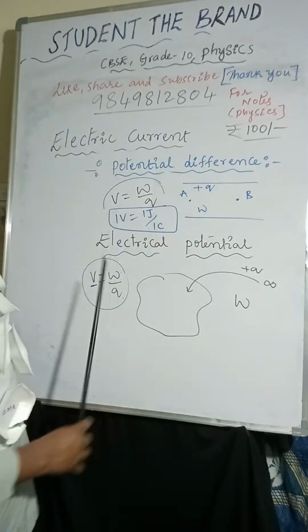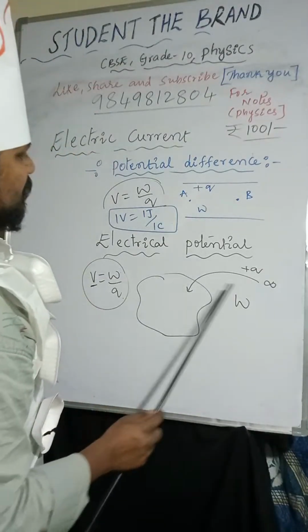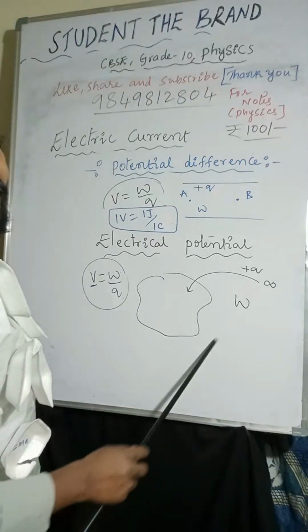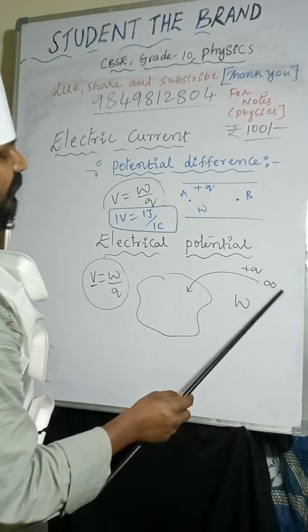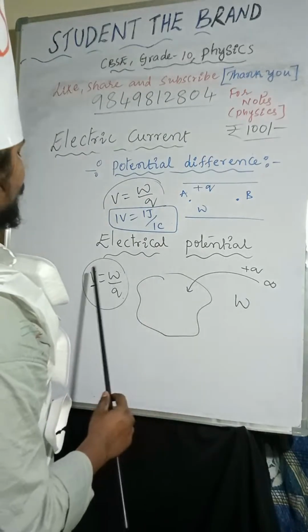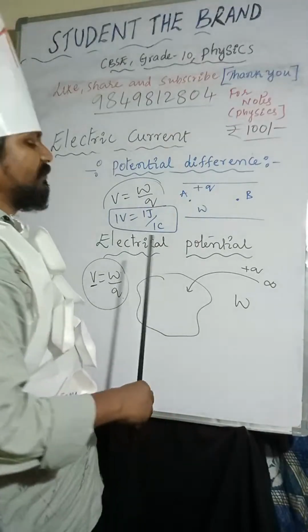So electrical potential is nothing but the work done to bring a unit positive charge from infinity to the required point in the field. This is the field, and we need to bring the positive charge from infinity to this point. That's why V equals W by Q. That is electrical potential. I hope it is very clear.